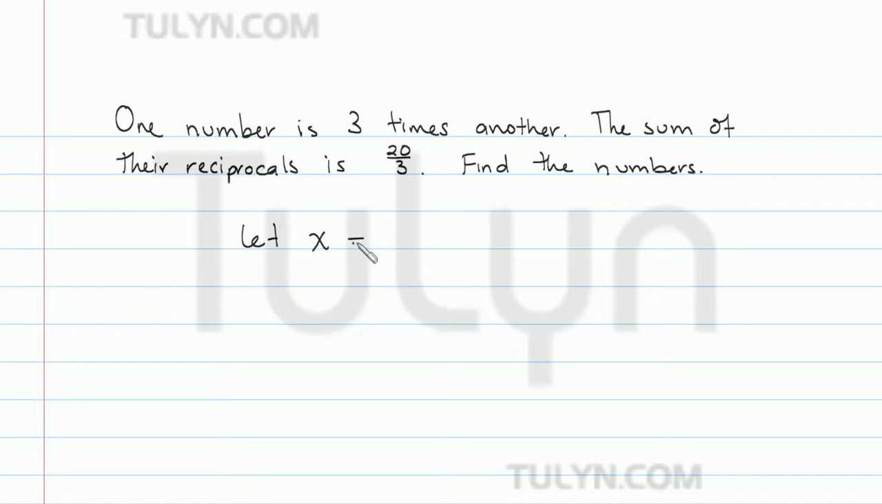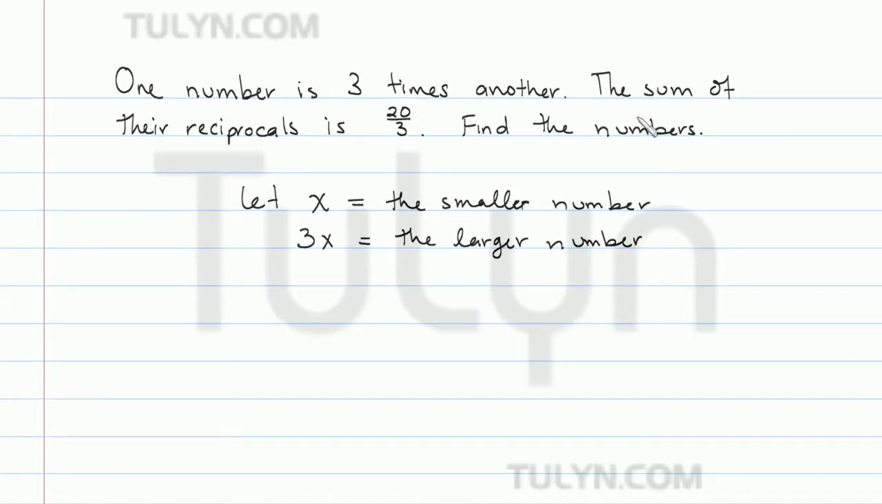So we can let x be equal to the smaller number, and then to find the bigger number, it's 3 times the other number. So we can say 3x is going to be the larger number. So we know that the sum of their reciprocals is 20 over 3. So we want to find each of these reciprocals.